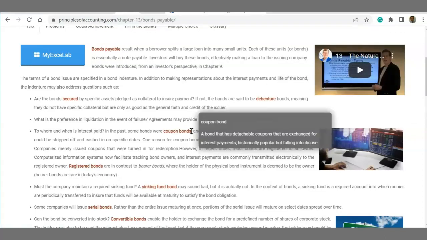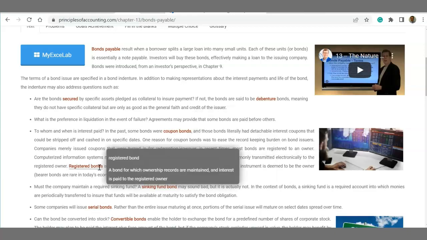Coupon bonds are bonds that have detachable coupons that are exchanged for interest payments. Historically popular, but nowadays you don't see coupon bonds, so-called. There's no more coupon. The bond interest will be deposited into your investment portfolio automatically. Registered bonds are bonds for which ownership records are maintained, and interest is paid to the registered owner. So it's as it says, it's a registered bond.